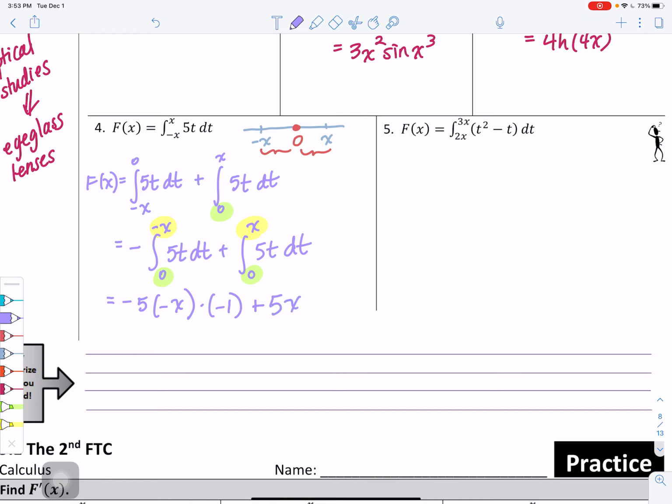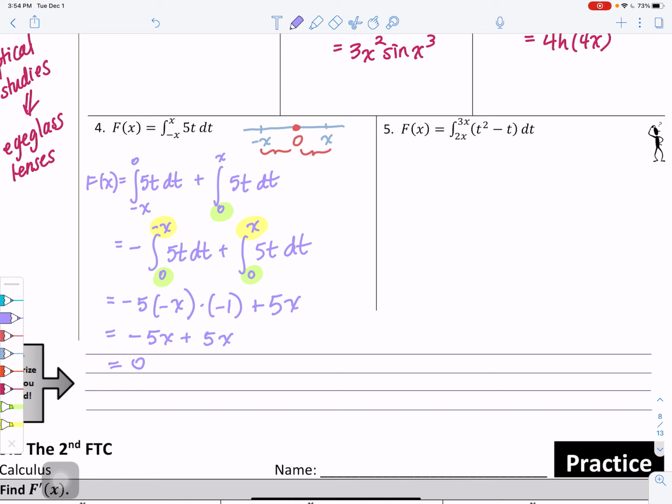So let's go ahead and simplify that a little bit. We now get 5x multiplied by negative 1, so we get a negative 5x plus 5x, and we get 0. Okay?